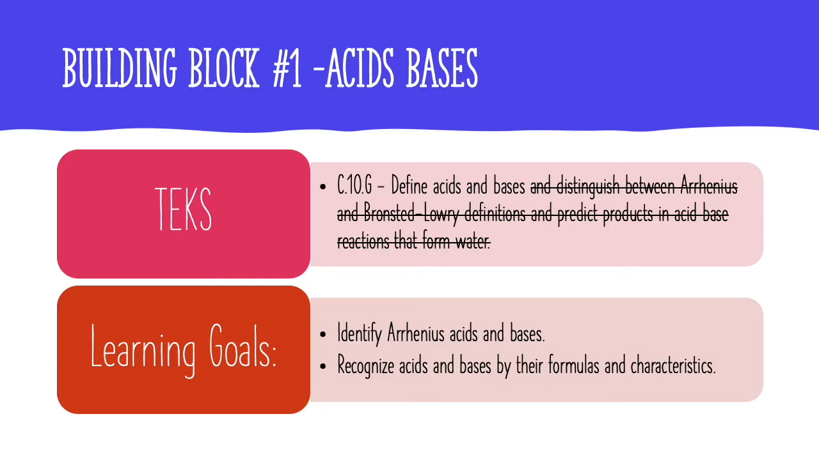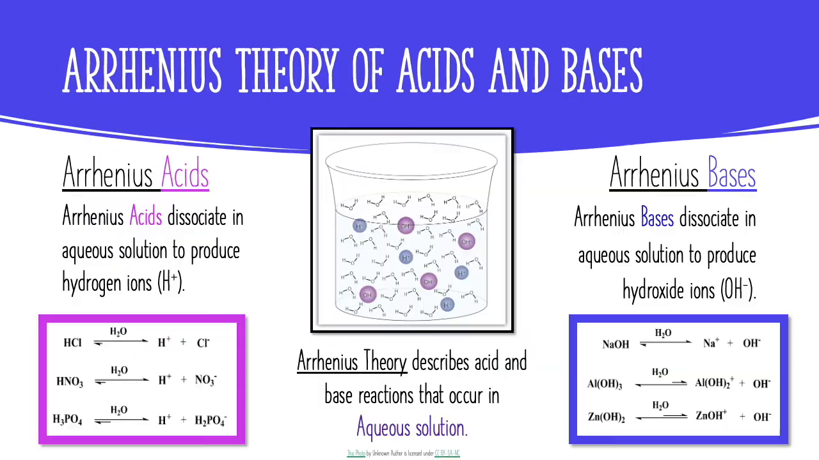Your learning goals for this video are to be able to identify Arrhenius acids and bases and to recognize acids and bases by their formulas and their characteristics. The Arrhenius theory of acids and bases describes the acid-base reactions that occur in aqueous solution. Arrhenius acids are compounds that dissociate in aqueous solution to produce hydrogen ions.